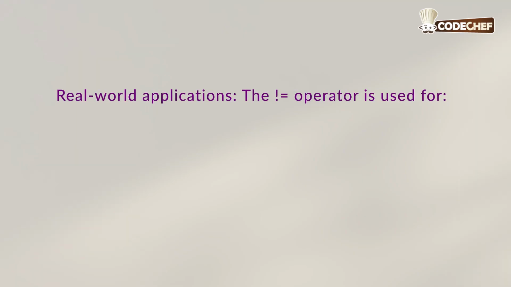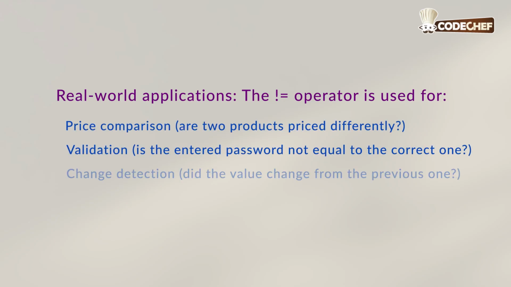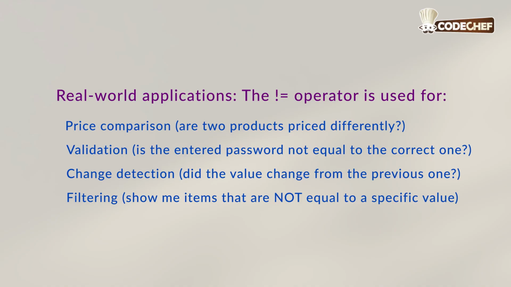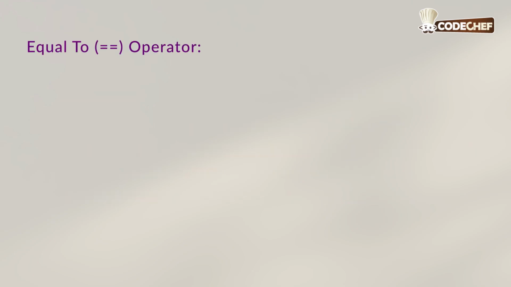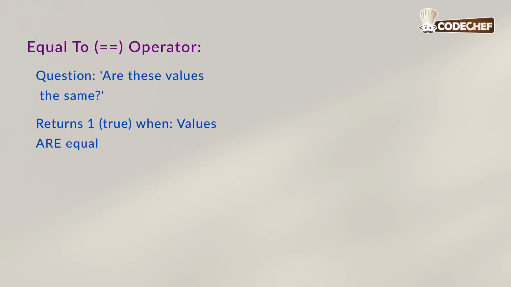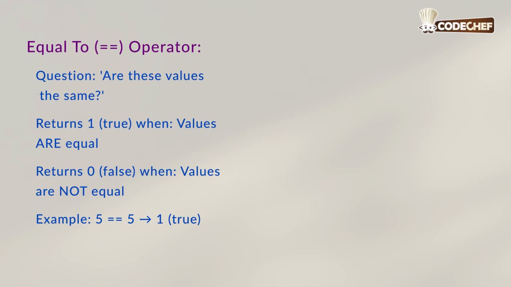The real-world applications of the not equal to operator are price comparison, validation, change detection, and filtering. Now let's summarize and get a clear comparison that will help you remember this. For the equal to operator, the question we must ask is, are these values the same? If it returns 1, which is true, the values are equal. If it returns 0, which gives us false, the values are not equal. For example, 5 equal to 5 is true, and 5 equal to 3 is false and gives us a 0.